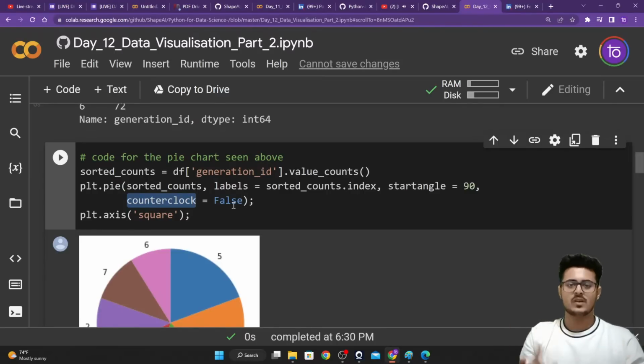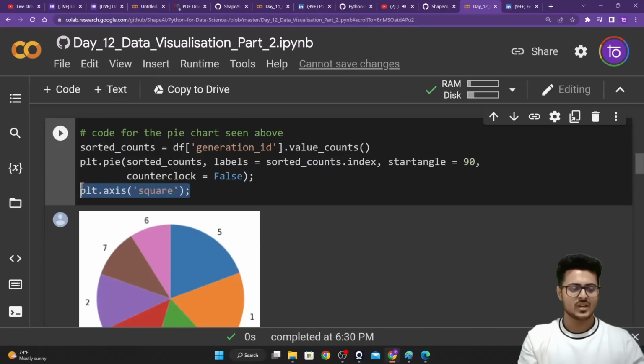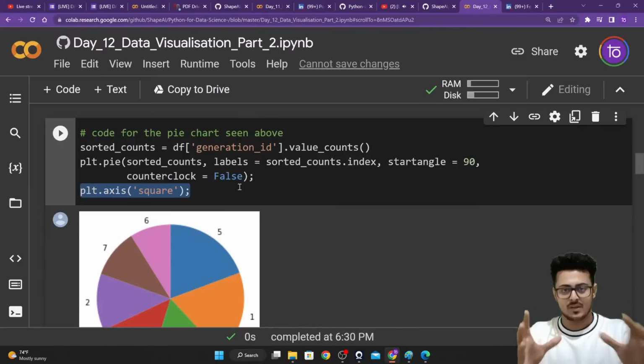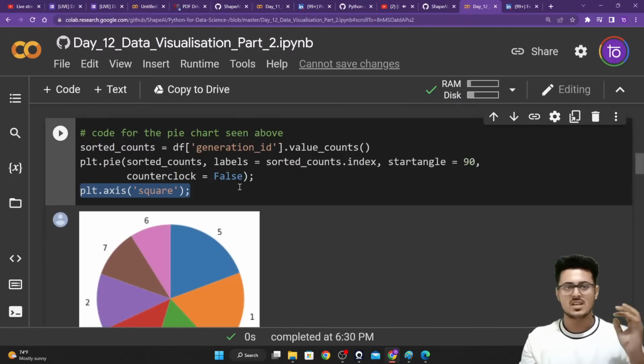Because we don't want our pie to be distorted, we want our pie to be circular in nature. We don't want it to be oval or something. For that, we are going to put plt.axis square. It will make sure that the axis of our plot is square, that is, our pie chart will be a proper circle. It won't be distorted like an oval. To make sure of that, we write plt.axis square, guys.